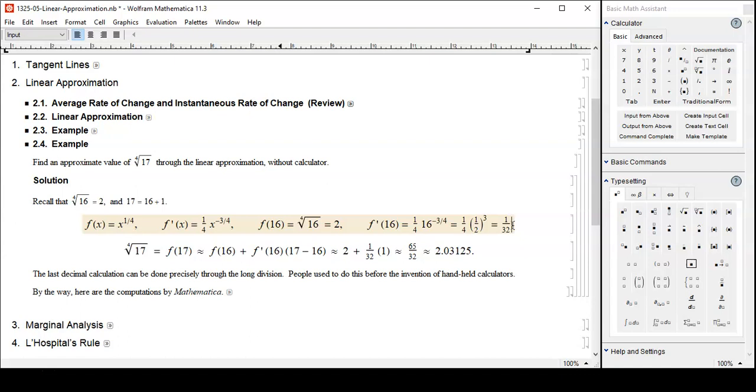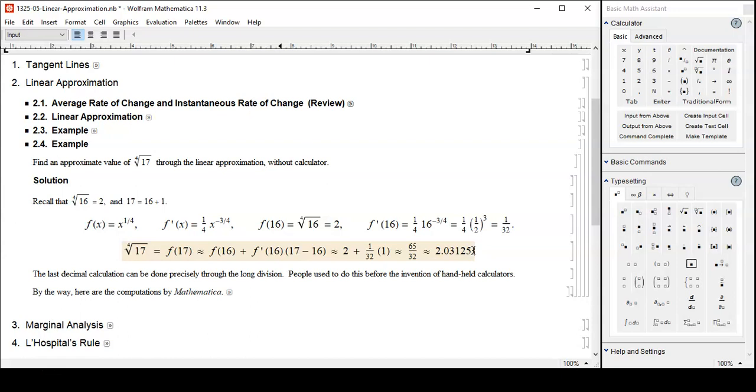You see? 16 to the negative 3/4 power. So the 1/4 power is 2, and then the negative power. So this is 1/2 to the 3rd power. So this is 1/8, and then 1/4 was there before. So we have 1/32. So we can do this computation and it is 65 over 32. And if you use long division to calculate, you're going to get something like this.